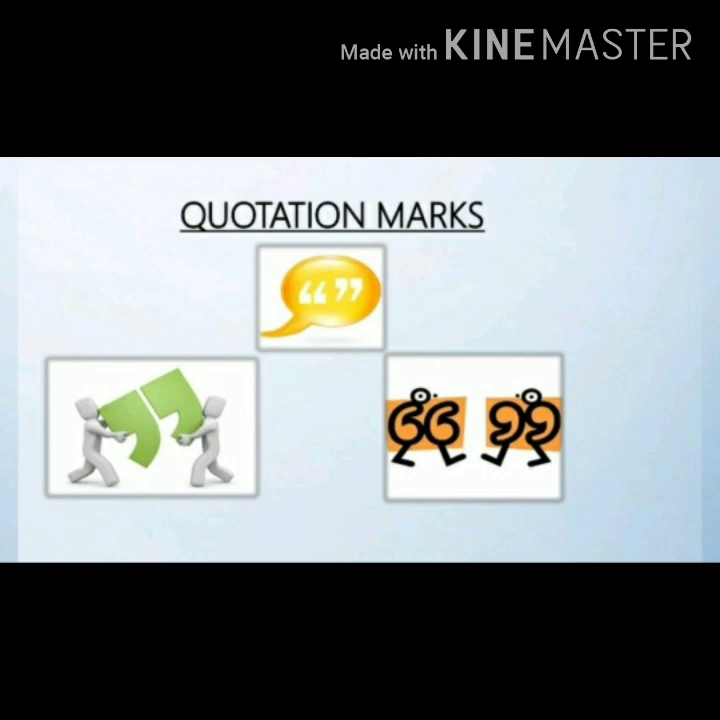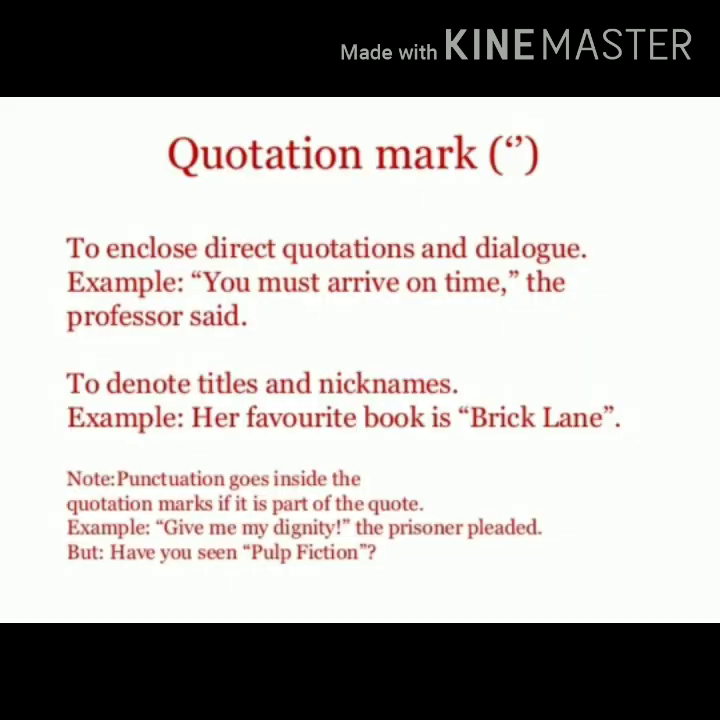Next punctuation mark is quotation mark or speech mark or inverted commas. Quotation marks are used to enclose direct quotes, meaning direct speech sentences. As it is given, you must arrive on time, the professor said. So the words that are said by the professor are written within the quotation marks. Is this clear, everybody? And the next one says to denote titles and nicknames. For example, it is given her favorite book is Brick Lane.